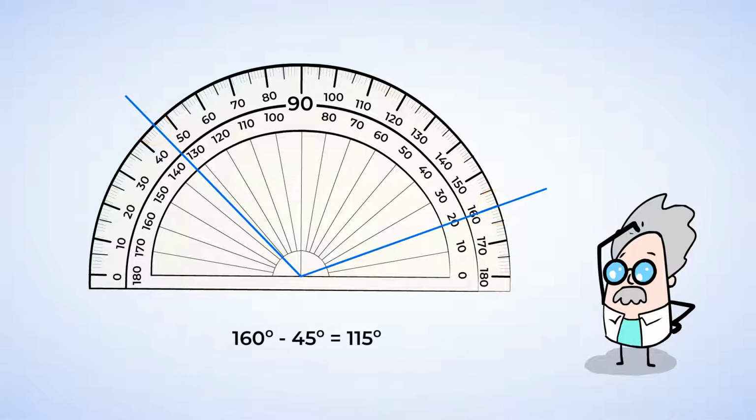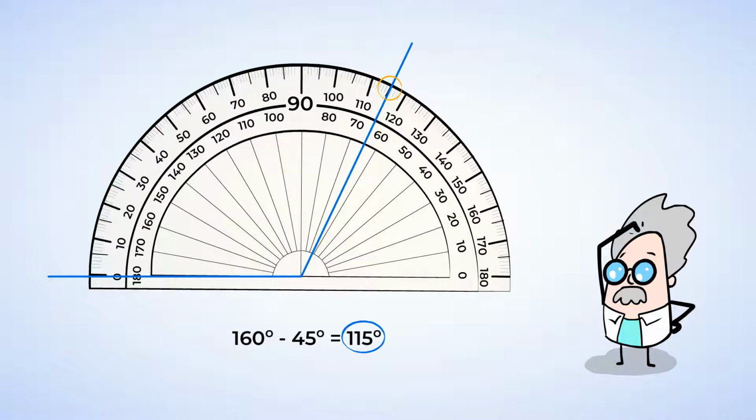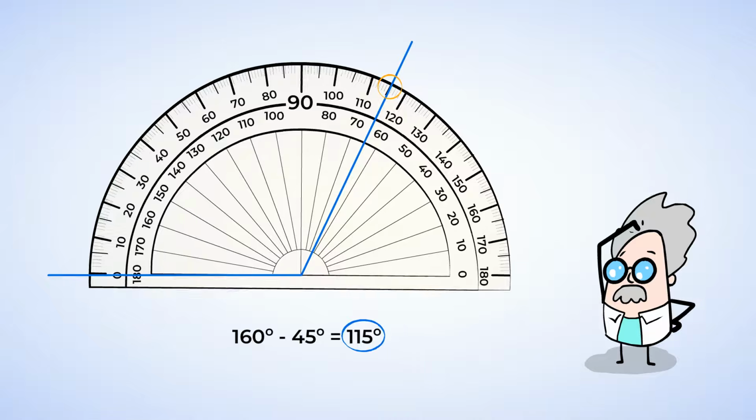That's 115. And now we can rotate it to see if we're correct. And, yup, awesome work! When neither ray is horizontal, you still want to make sure that the vertex is in the middle to accurately measure the angle.